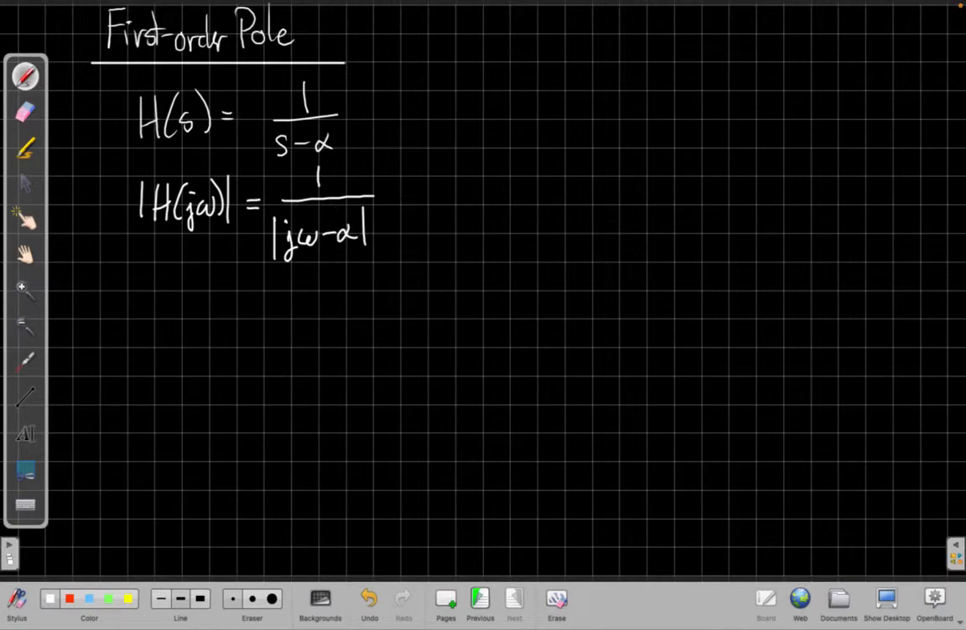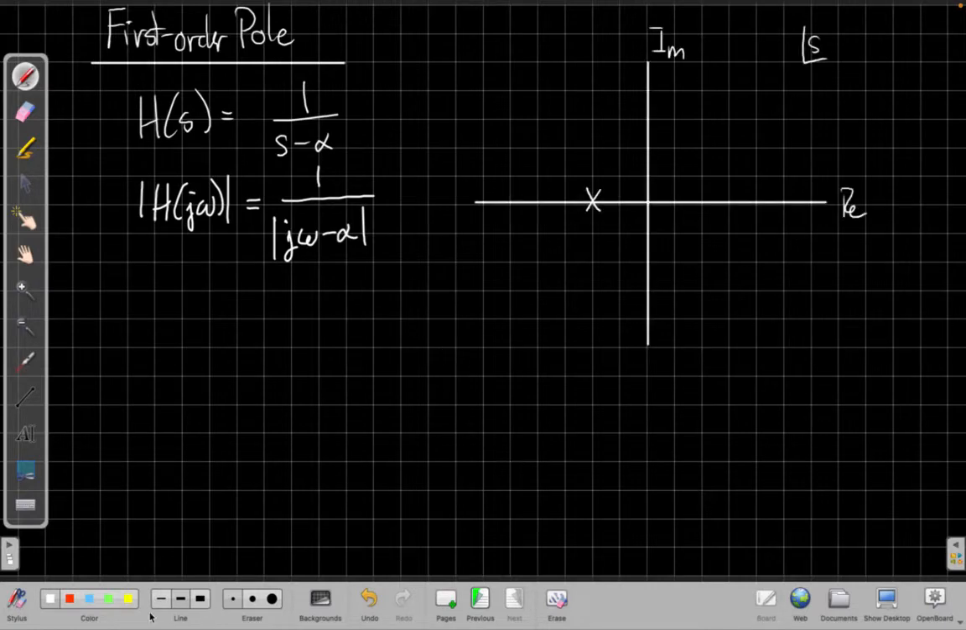So let me sketch a complex plane with the pole in it. In this figure, here's my pole at alpha. This is s equals alpha. And then for j omega, I'm on the axis here.